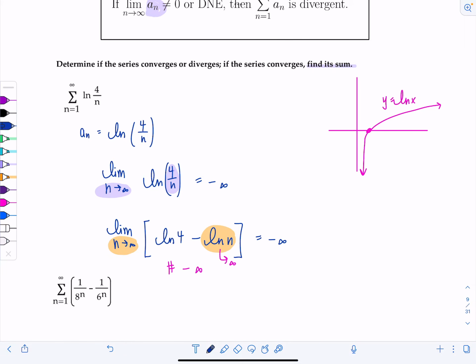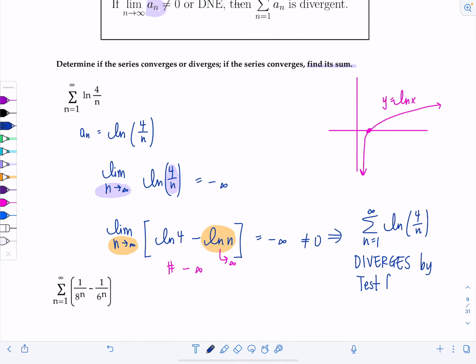And last time I checked, negative infinity is definitely not 0, which means that this series diverges by the test for divergence. Okay. What if the terms had gone to 0? Then I have no information. Then I need to use a different test from later in the unit. Okay? Good.